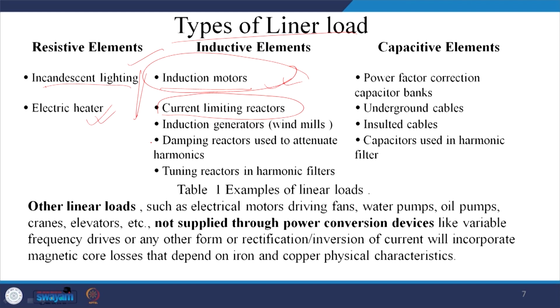Current limiting reactor: you have seen that in a dual converter and all those power electronics entities, you have a current limiting reactor, and that is the inductor element. Induction generators, for example windmills. Damping reactors to attenuate harmonics, mostly in power electronics converters, because in solar inverters and others we have a PWM technique and we are required to mitigate the harmonics, so damping reactors are used. Tuning reactors in harmonic filters.